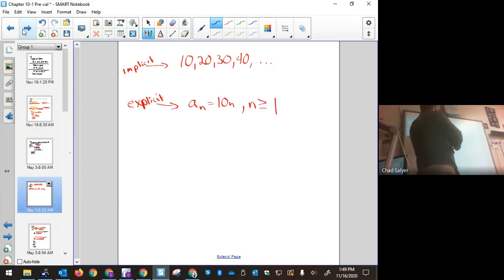So, ways we can define a sequence. We can have an implicit definition, which is just a list, like so. Or we can have an explicit definition, which is a function and some other conditions that are set, and we can make a list from that information if we needed to. So implicit, just a list; explicit, a function.